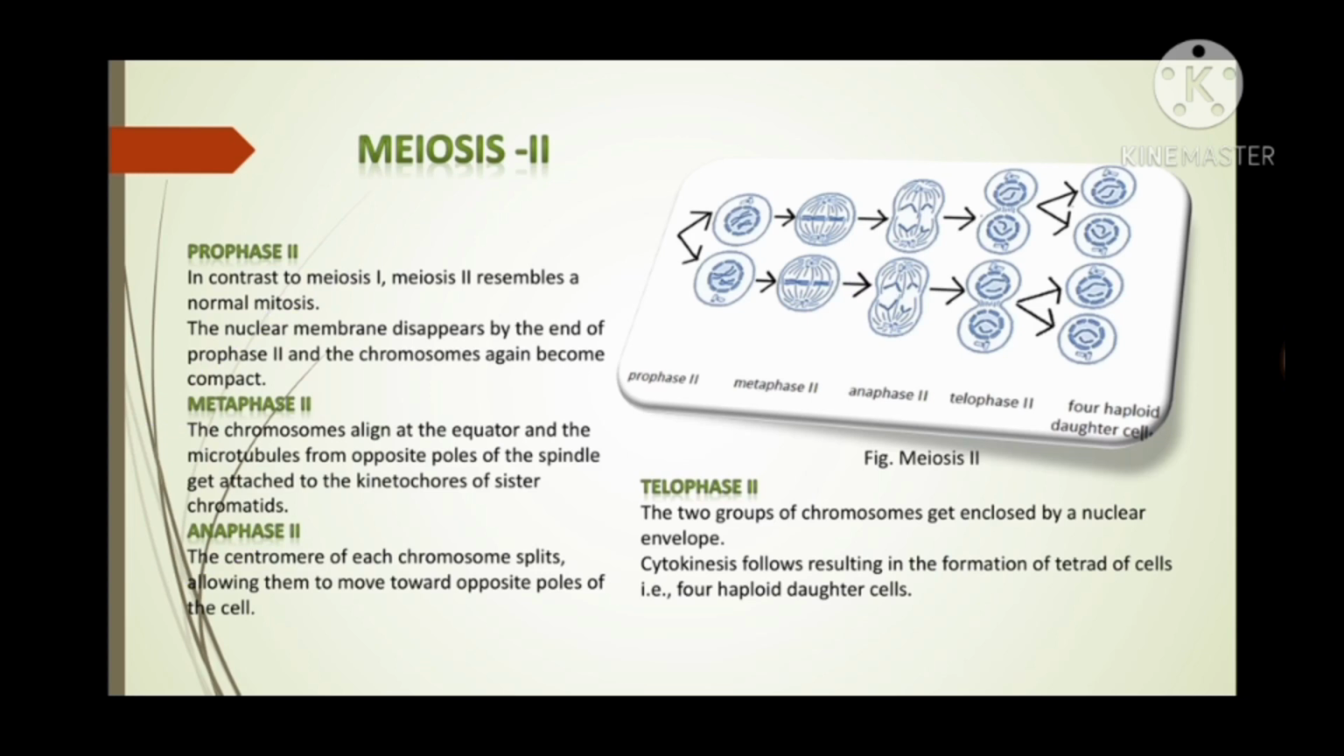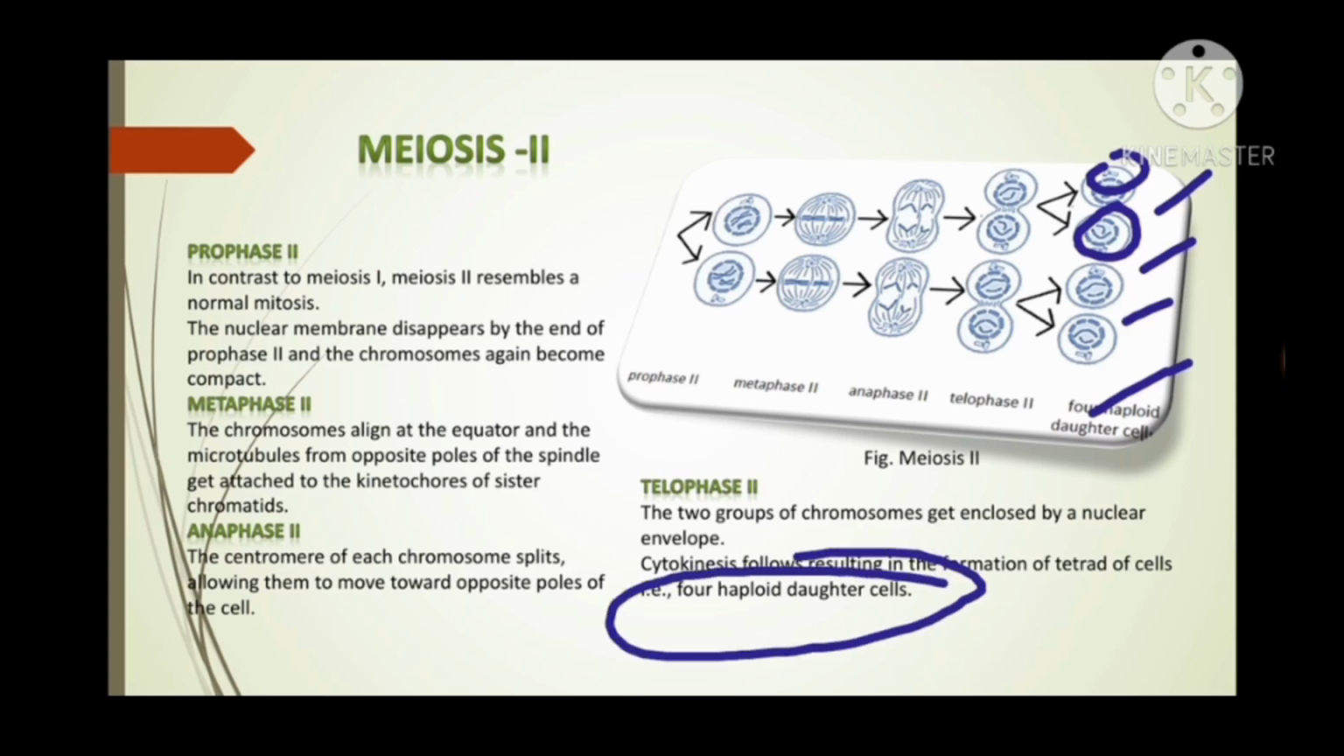Now at the telophase stage, which is the last stage of meiosis 2, similarly what happens? The nuclear envelope reappears. ये nuclear envelope जो है ये reappear होता है and divides into two nuclei, and these two daughter nuclei get surrounded by the nuclear envelope. And after this, cytokinesis again follows, and the process results in the formation of a tetrad of haploid cells, right? So finally we have 4 haploid daughter cells. So this is about meiosis 2.